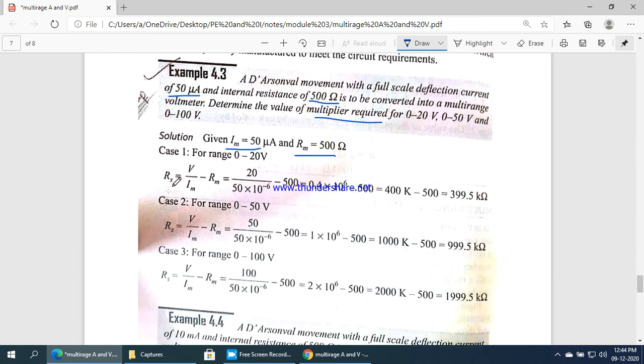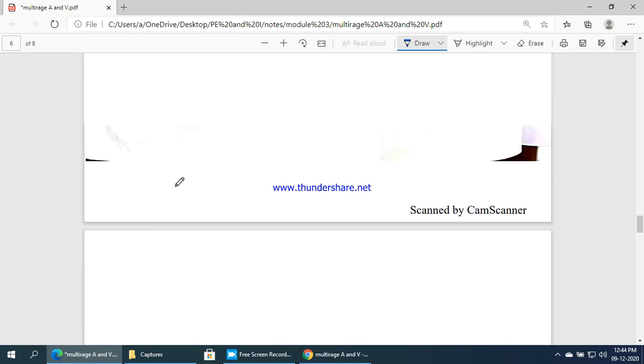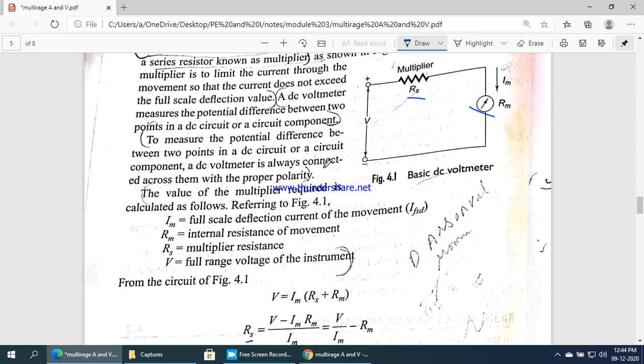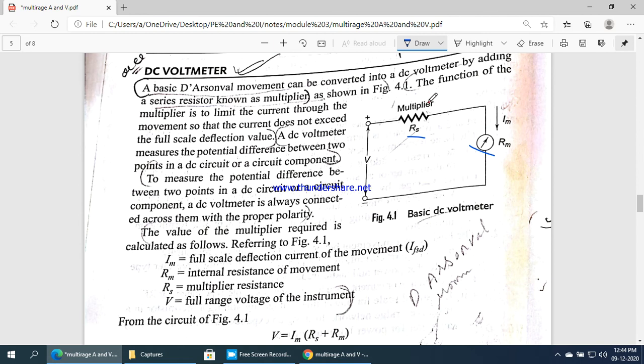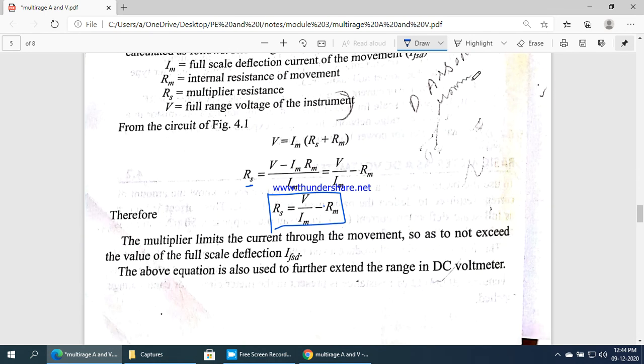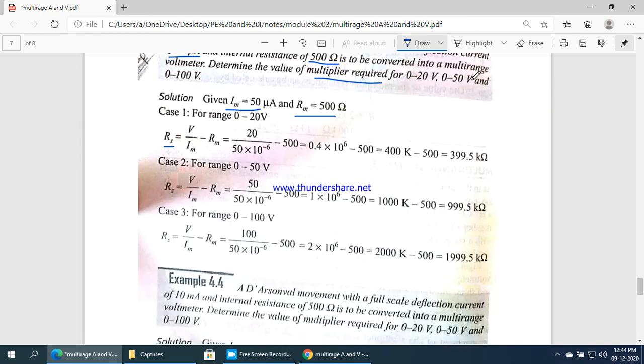Now the basic Rs, the value of resistance, is obtained from this equation over here. Rs is equal to, in this particular problem we have to calculate the multiplier required to get the full range. The Rs formula we know, that is V by Im minus Rm. Substitute the values in this particular problem and calculate the remaining things.